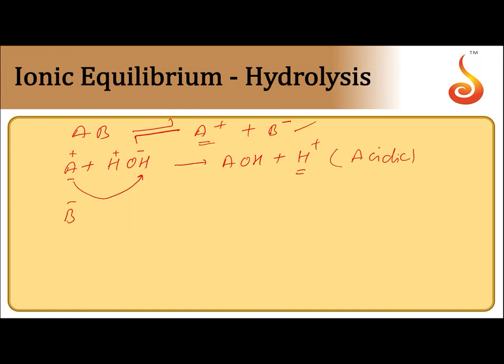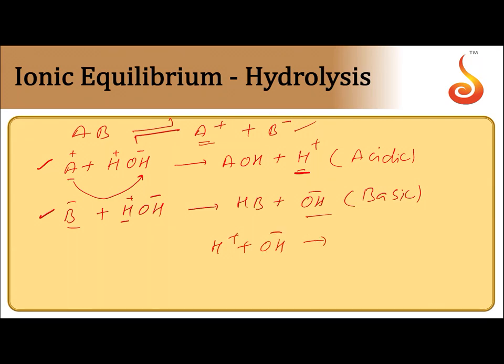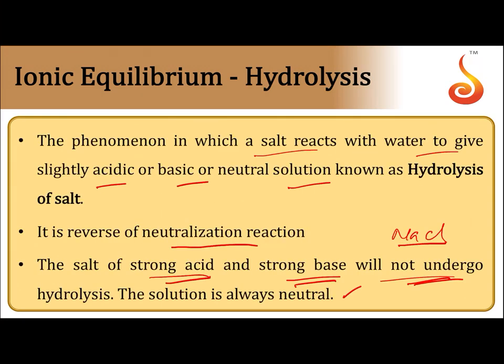Suppose B minus is a strong conjugate ion, so B minus plus water, H plus and OH minus, these two react here, forming HB and releasing OH minus, and thereby it is going to be basic in nature. Suppose both of them react with water, you are going to get H plus as well as OH minus. In turn, H plus and OH minus will combine to form a water molecule. Then such a solution is going to be neutral.